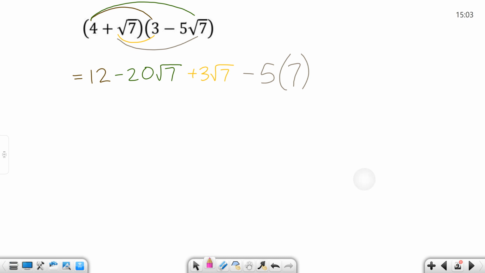So if I start to work through this, this is going to be 12. Those two terms are alike. They are like terms because of the square root of 7. So then negative 20 plus 3 is negative 17 square roots of 7, right? 20 minus 3 is 17, and 20 is larger than 3, so we keep the sign of 20, which is negative. And then minus, if we multiply those together, we get 35.